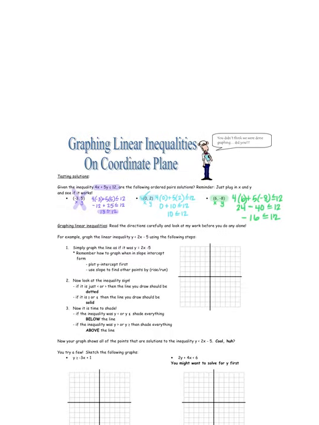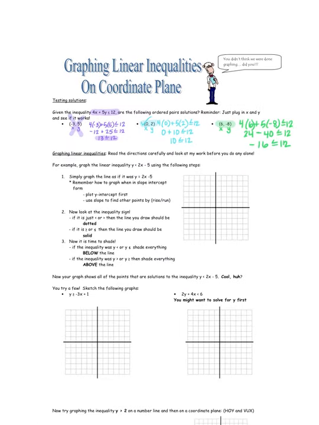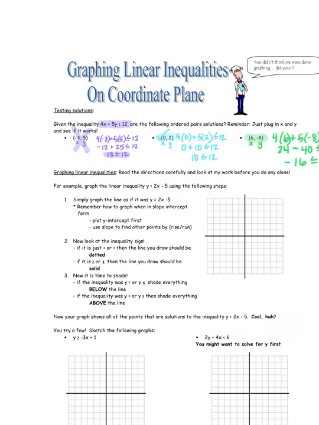Okay, so now let's look at graphing inequalities. It says read the directions carefully and look at my work before you do any alone. So for example, graph the linear inequality y is less than 2x minus 5 using the following steps. All right, so let's do this together. Simply graph the line as if it was y equals 2x minus 5. Now, we all know how to do that.